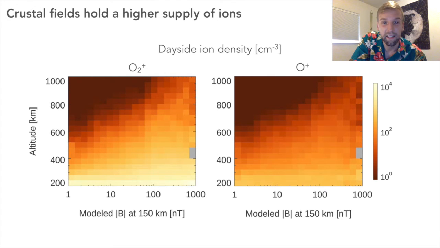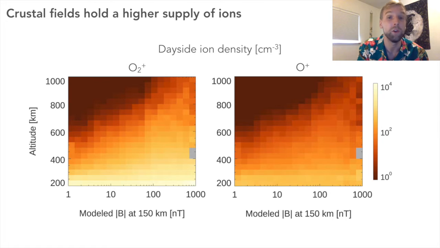Once again, we can see that at the lowest altitudes, we have high densities basically everywhere, but as we move up in altitudes, we find higher densities in crustal field regions. The interpretation here is that the vertical fields we find in crustal field structures are more able to transport plasma up to high altitudes, and that the strong crustal fields can trap this plasma more effectively.